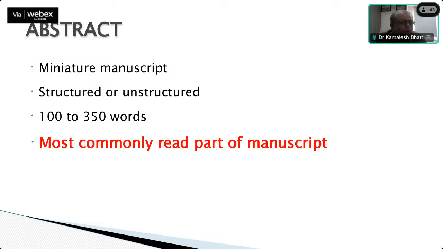It may be structured or unstructured. Nowadays, the majority of them are structured. Structured in terms of you write the background in 2 to 3 lines, then the methodology, then results, and then discussion and conclusion. And according to the guideline of the journal, it ranges from 100 to 350 words, and it is really a very big challenge to concise your whole manuscript in such a way that just by reading these 250 to 350 words, one can understand the details of your manuscript. Okay.